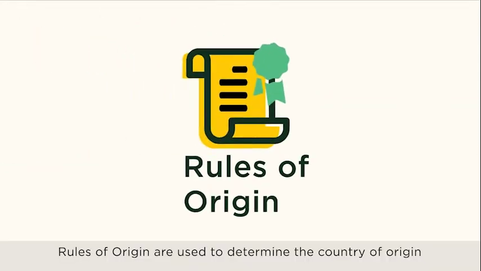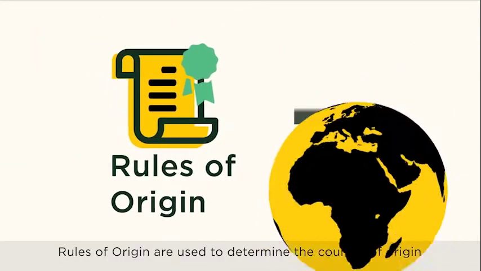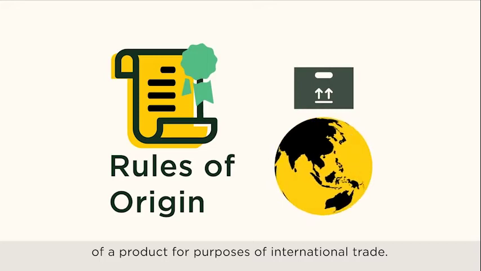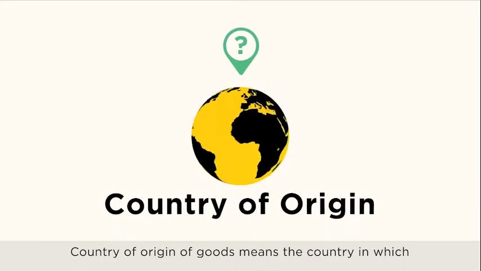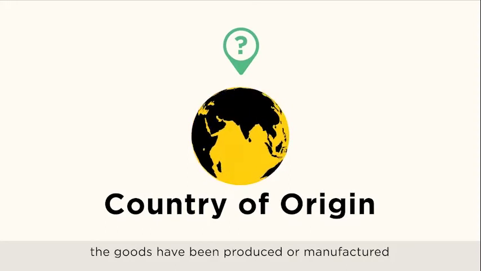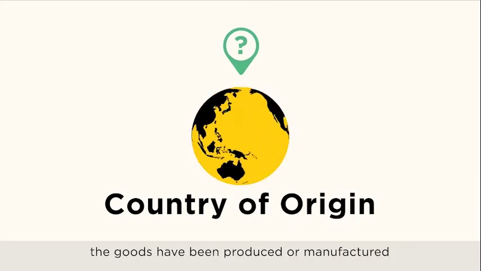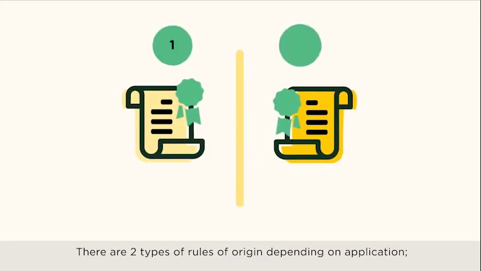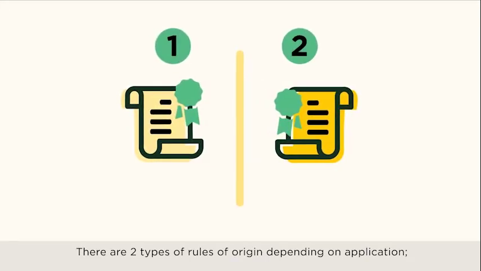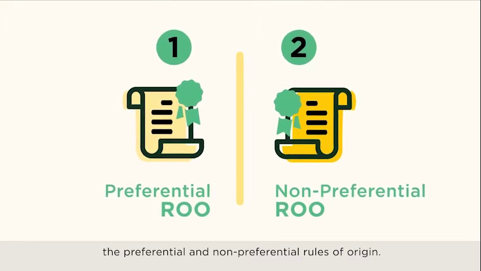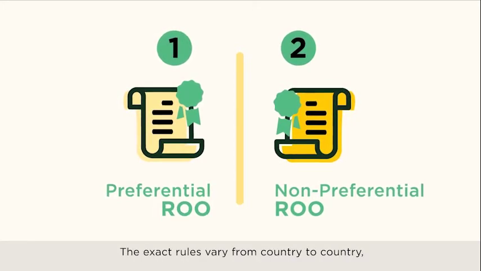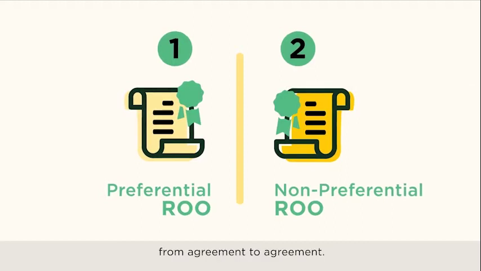Rules of origin are used to determine the country of origin of a product for purposes of international trade. Country of origin of goods means the country in which the goods have been produced or manufactured. There are two types of rules of origin depending on application, the preferential and non-preferential rules of origin. The exact rules vary from country to country, from agreement to agreement.